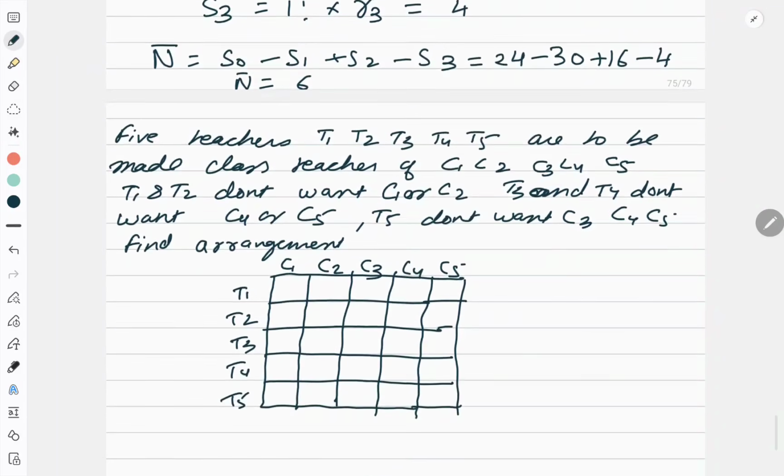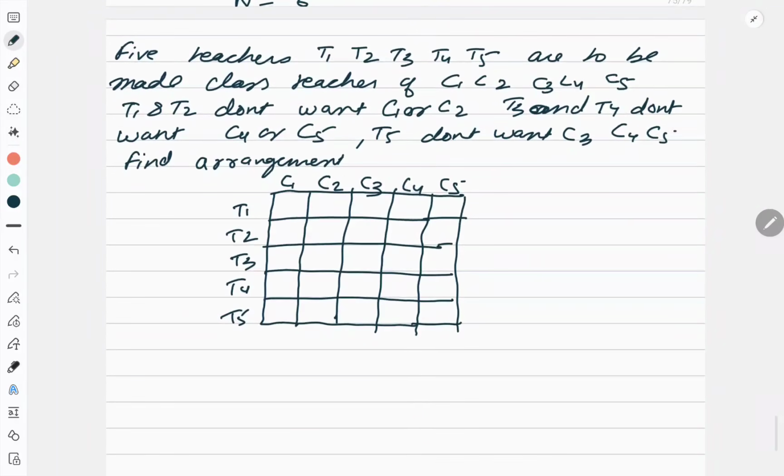Now let us see one more question. What is given here: there are 5 teachers who have to be assigned as class teacher of 5 classes. And now what are the restrictions? T1 and T2 teachers don't want C1 and C2 class. So T1 and T2 don't want C1 and C2. Correct. T3 and T4 don't want C4 and C5, means C4 and C5 is not okay for them. And T5 doesn't want these 3 classes.